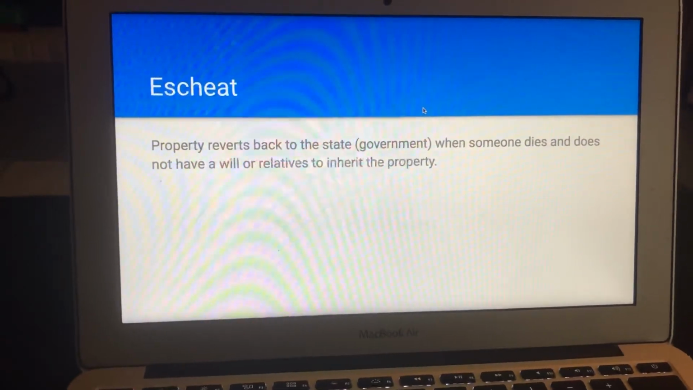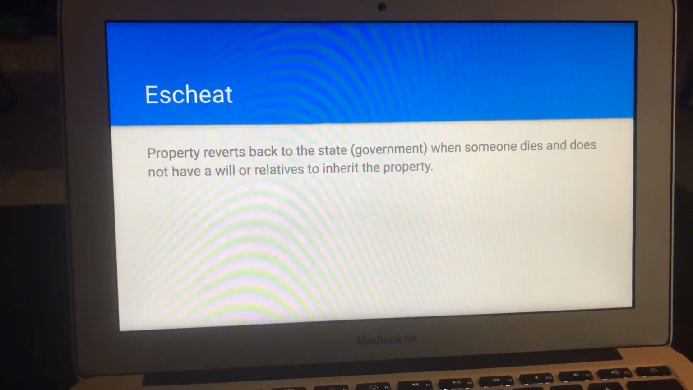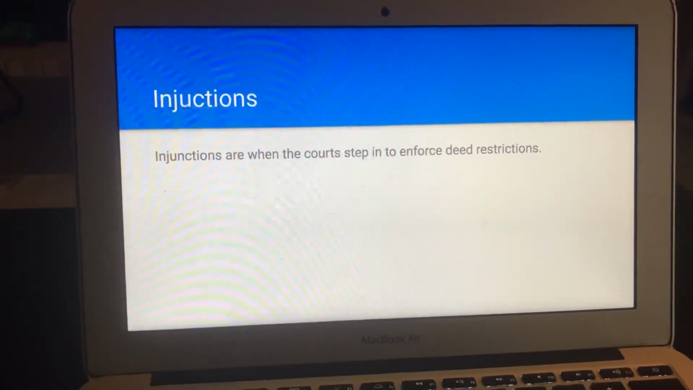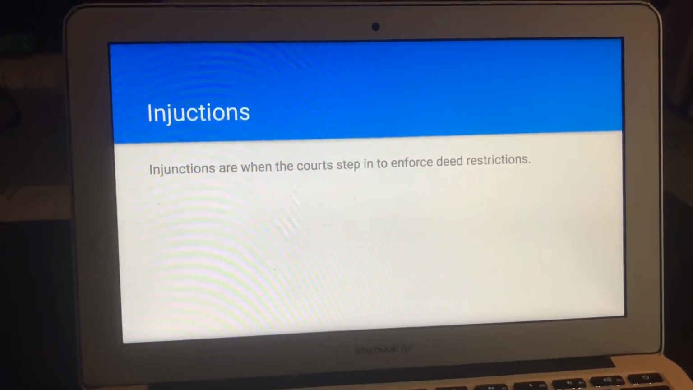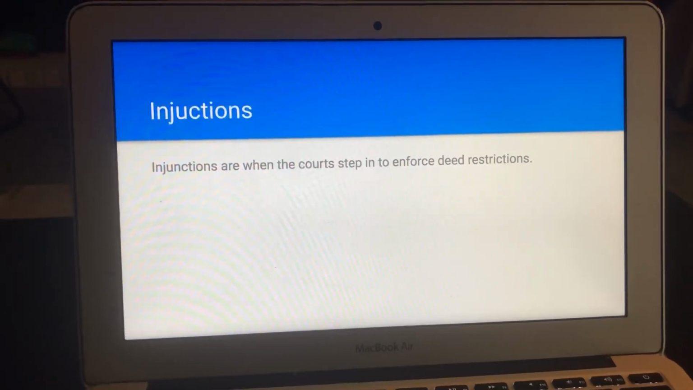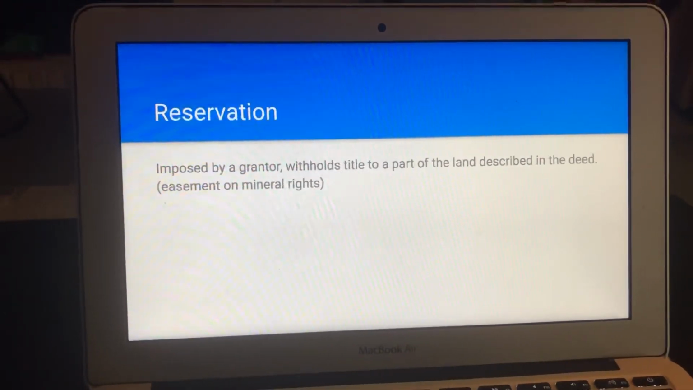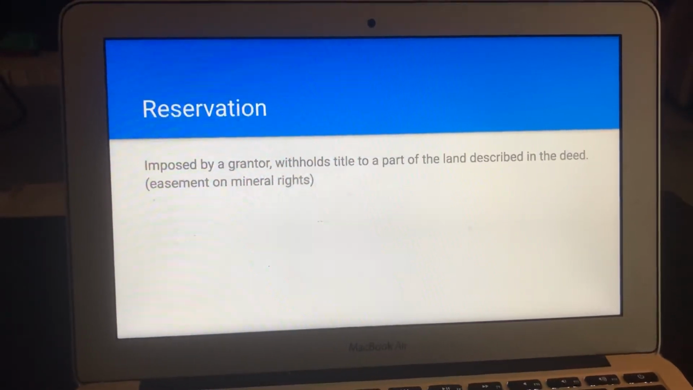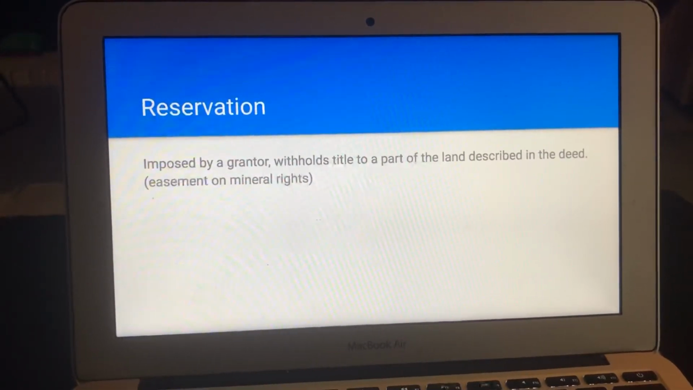Escheat. That means that the property reverts back to the state government when someone dies and has no will. I think we did that already. Injunctions are when the courts step in to enforce deed restrictions. Reservation. Imposed by a grantor which holds title to a part of land described in a deed.